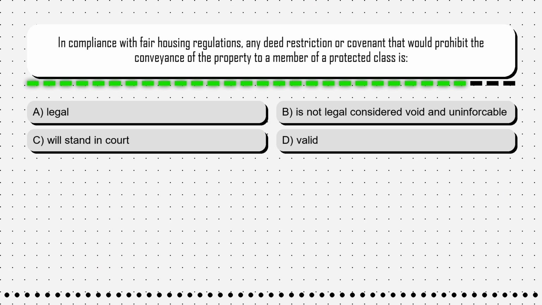Question 52. In compliance with fair housing regulations, any deed restriction or covenant that would prohibit the conveyance of the property to a member of a protected class is Option A, legal. Option B, is not legal, considered void and unenforceable. Option C, will stand in court. Option D, valid.